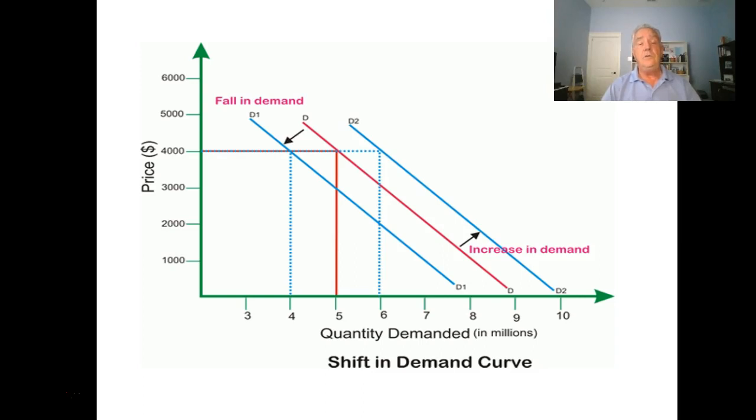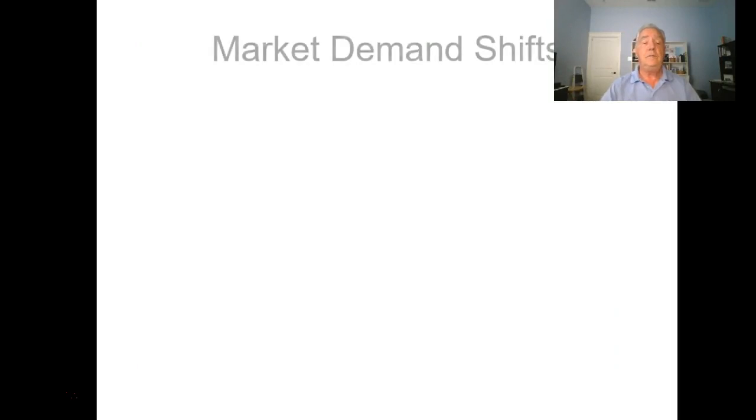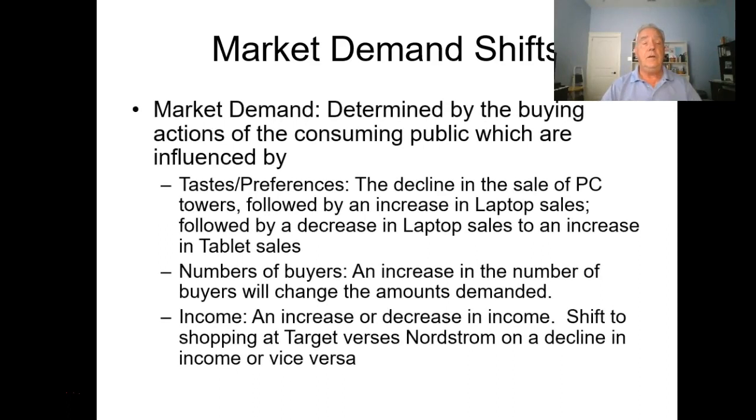So be sure you understand the difference between a movement along the demand curve and a shift in demand. So what causes those shifts? Market demand can shift for a lot of different reasons. Tastes and preferences. Just look at product evolution. A long time ago, we bought PCs, we bought towers. We're now into laptops, and that, of course, hurt PC sales. Then we moved into tablet sales. We have what's called changing tastes and preferences.